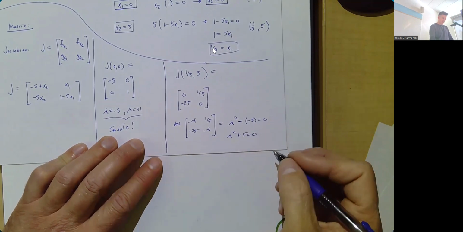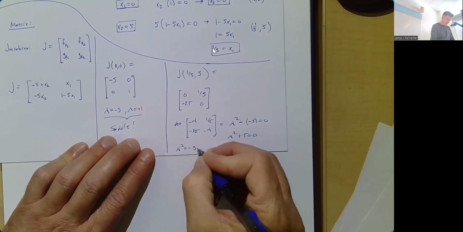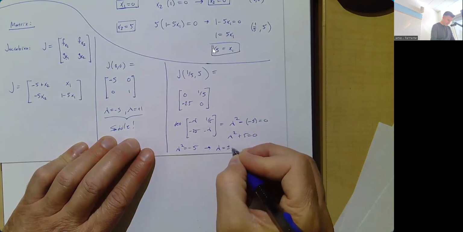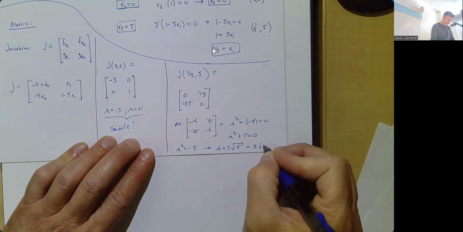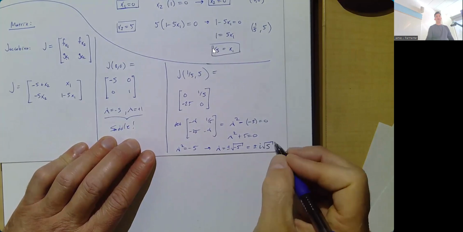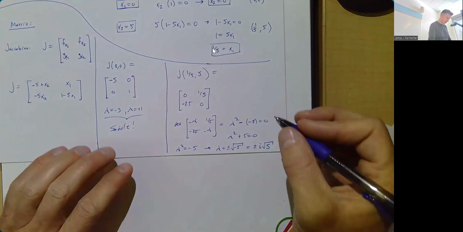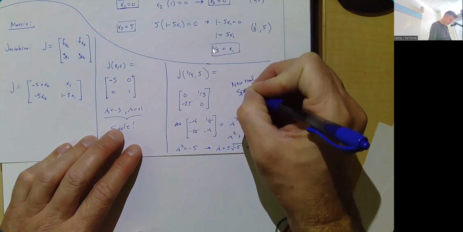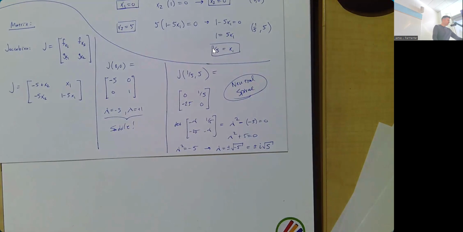Exactly, we're getting lambda squared equal to negative 5. So lambda is equal to plus or minus the square root of negative 5, which is plus or minus i root 5. My eigenvalues are imaginary, and the real part is 0, meaning I have a neutral spiral.